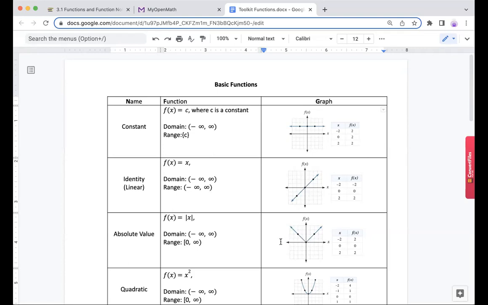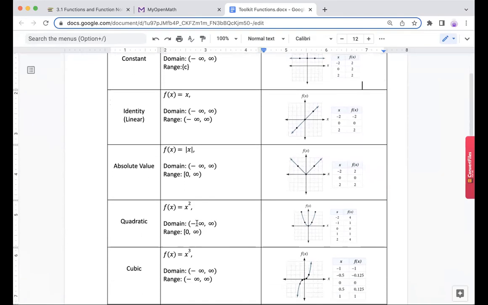And the domain, again, any value of x you have, you find a value of y. So therefore, it goes from negative infinity to infinity. The range, you see, however, is nothing below 0. So only 0 and up. So therefore, the range will be 0 to infinity.